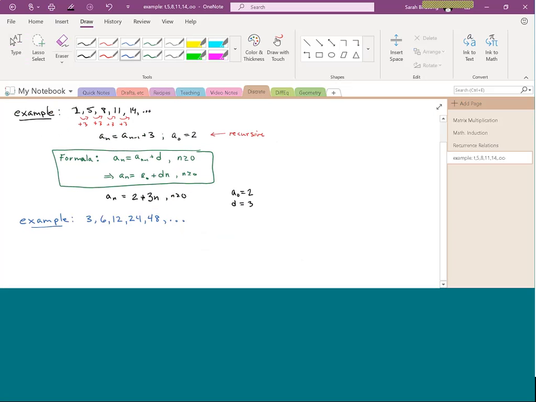Anybody have a guess on how you get the next term from the previous term? In other words, what's the pattern going on? Anybody spot a pattern?